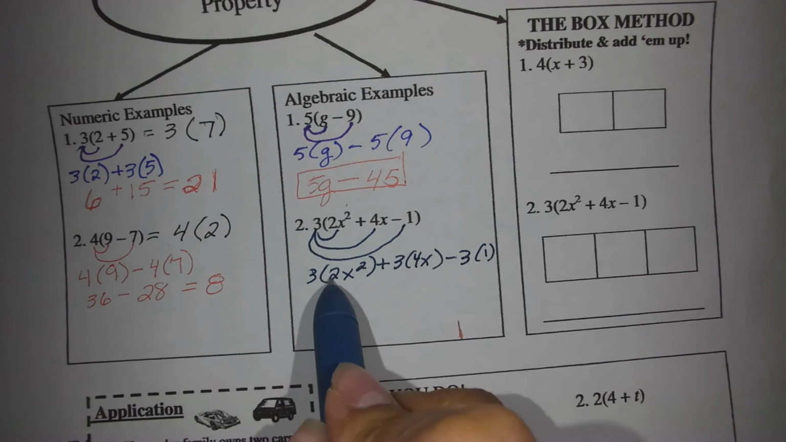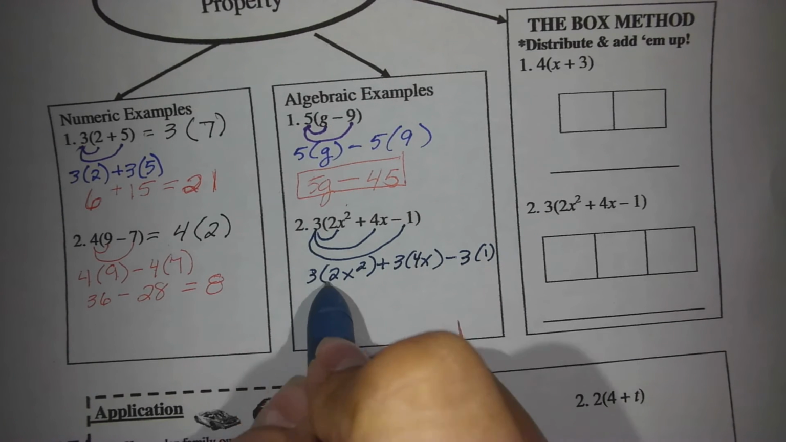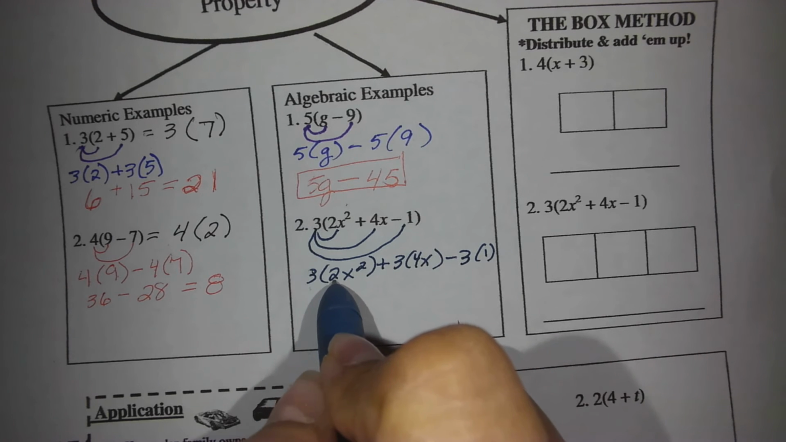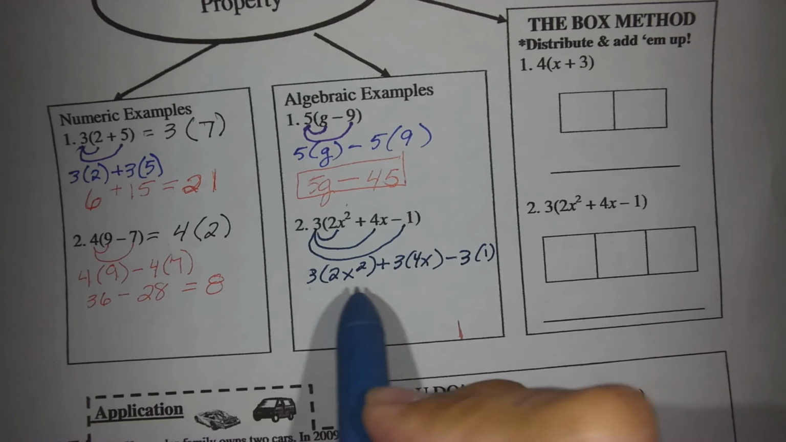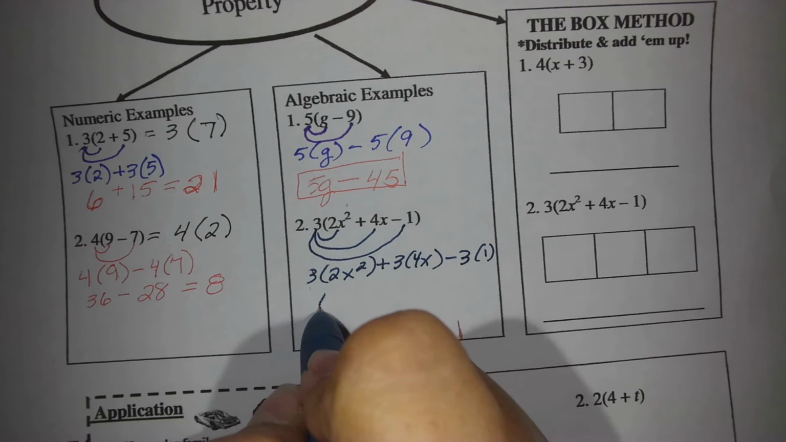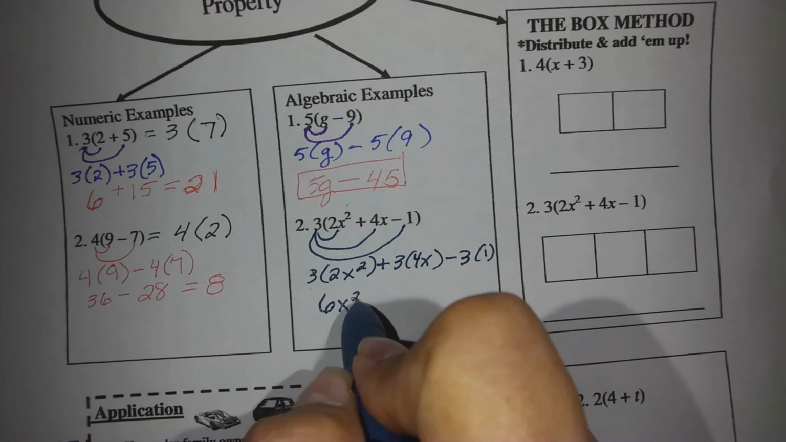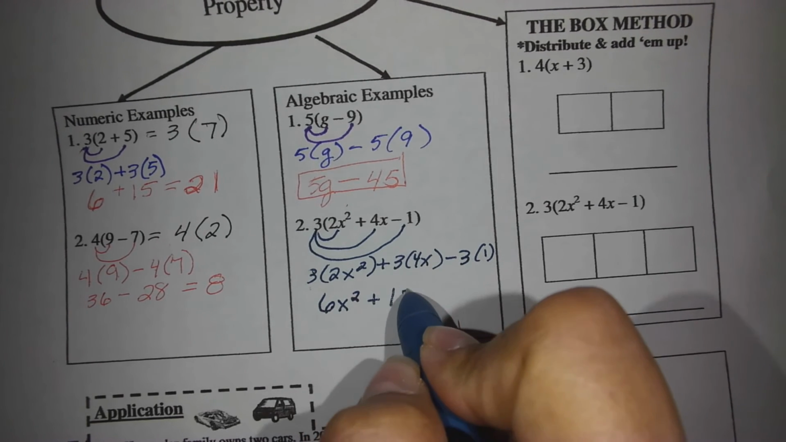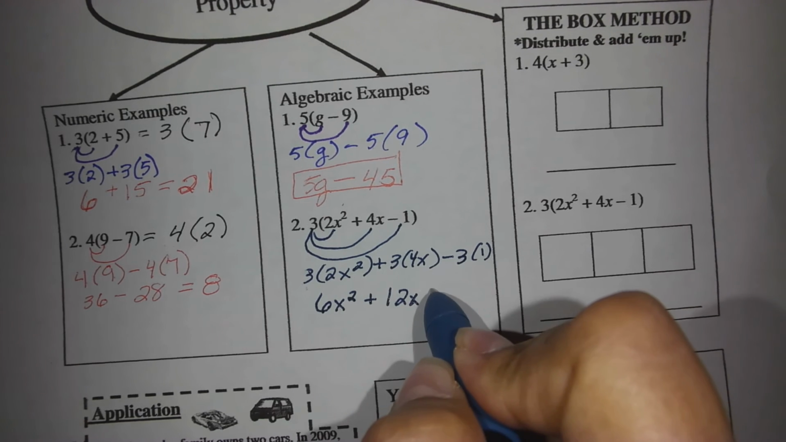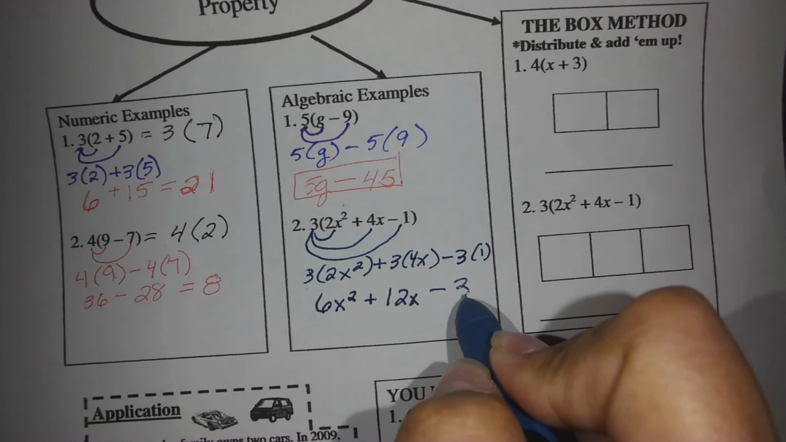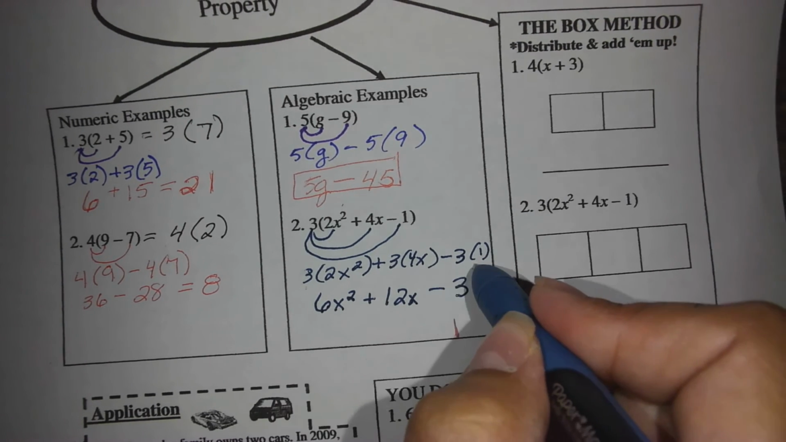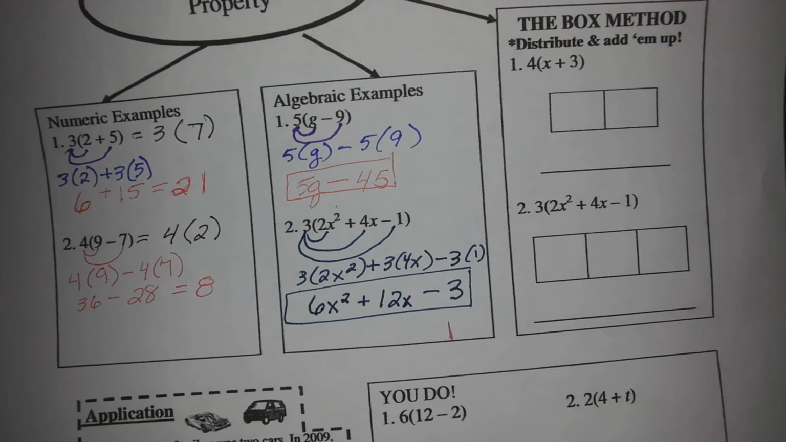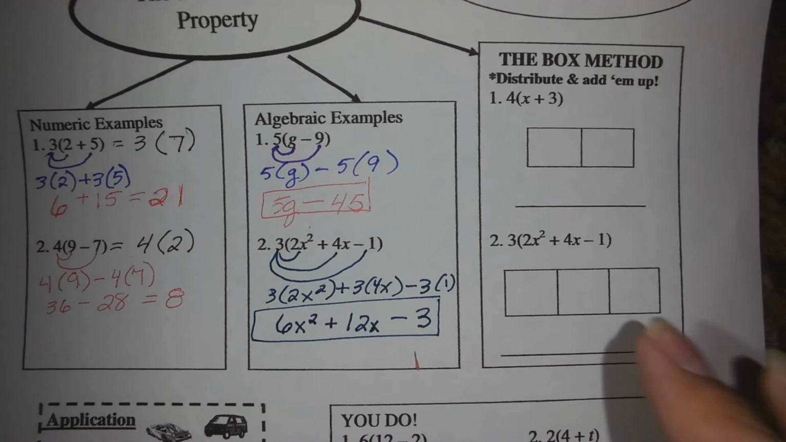You're going to multiply 3 times 2. You're only multiplying the coefficients. 2 is a coefficient, 4 is a coefficient. So 3 times 2 is 6x squared plus 3 times 4 is 12x minus 3 times 1 is 3. Nothing to combine. This is my answer. Yay! And you're done. Yes, it works with the box method.